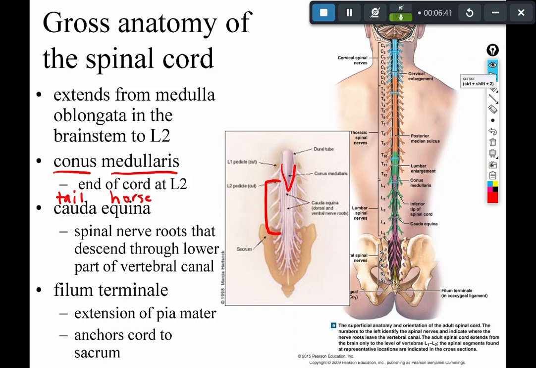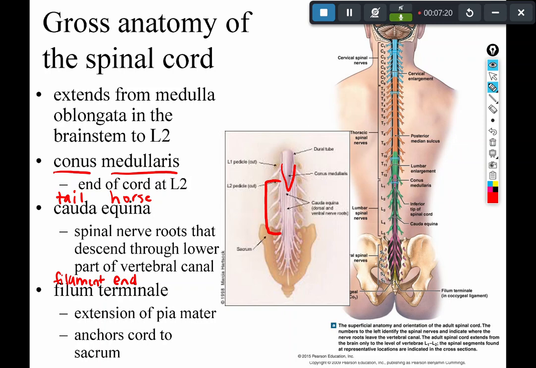So finally, we've got the filum terminale, which means end filament. This is a specialized extension of the pia mater that functions to anchor the spinal cord to the sacrum. Your spinal cord can move and flex with your spine, but it does so best and most healthily if it is contained in and also anchored to both ends, so both the cerebral end and the coccygeal end.